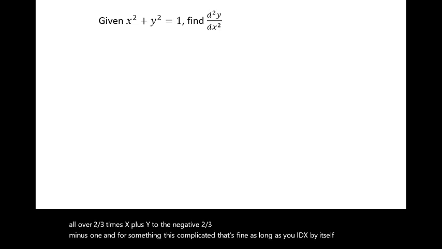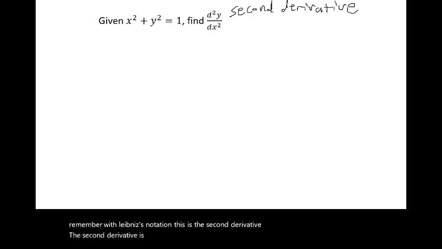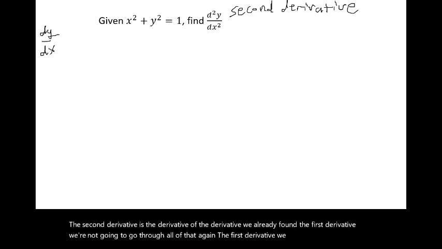For this next one, we're going to go back to the equation of the unit circle, x squared plus y squared equals 1, and we're going to be finding d squared y over dx squared. If you remember with Leibniz's notation, this is the second derivative. The second derivative is the derivative of the derivative. We already found the first derivative, so we're not going to go through all of that again. The first derivative we found several slides ago was negative x over y.